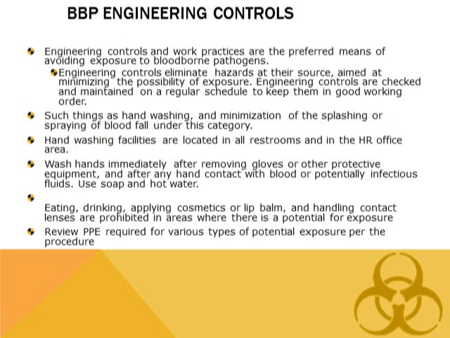BBP Engineering Controls. Engineering controls and work practices are the preferred means of avoiding exposure to bloodborne pathogens. Engineering controls eliminate hazards at their source, aimed at minimizing the possibility of exposure. Engineering controls are checked and maintained on a regular schedule to keep them in good working order. Such things as hand washing and minimization of the splashing or spraying of blood fall under this category. Hand washing facilities are located in all restrooms and in the HR office area.